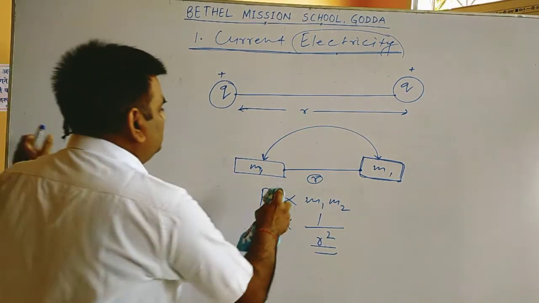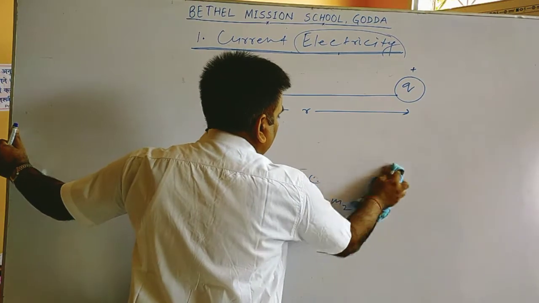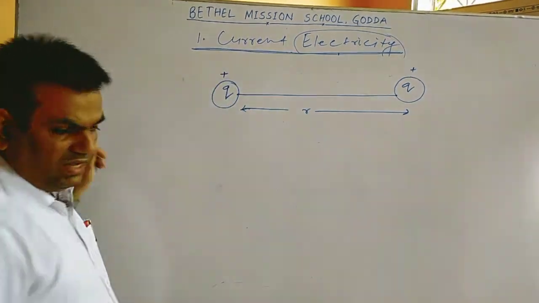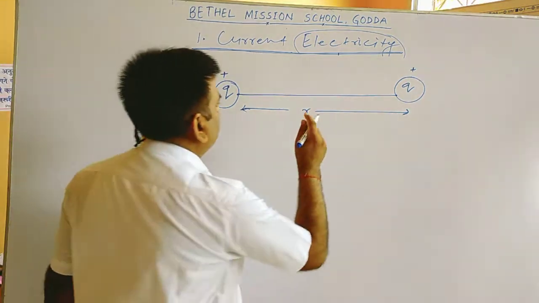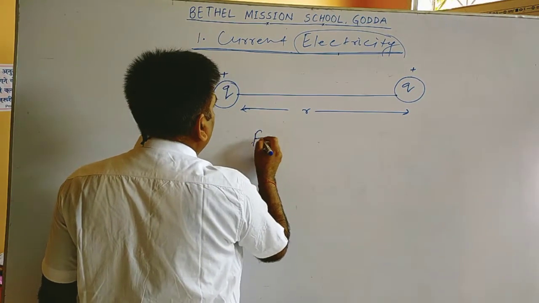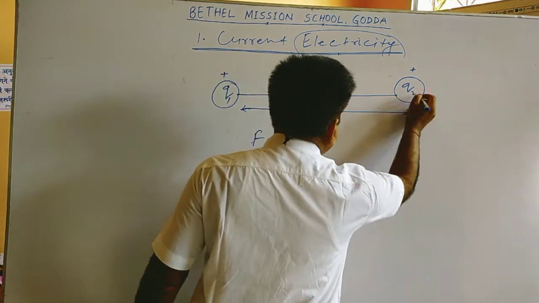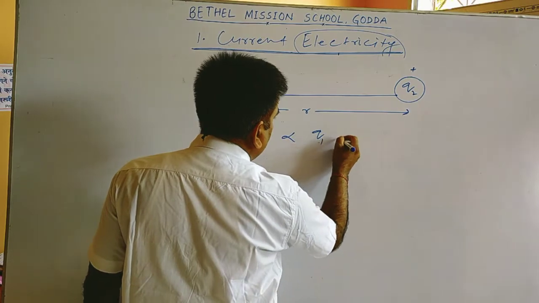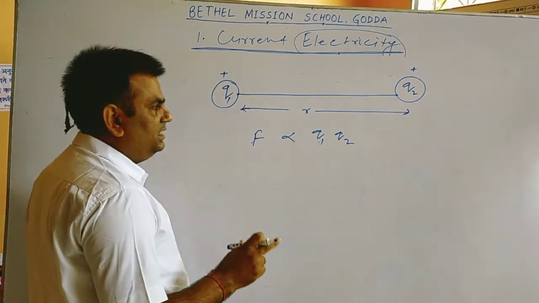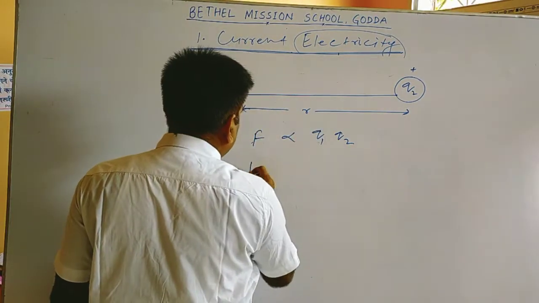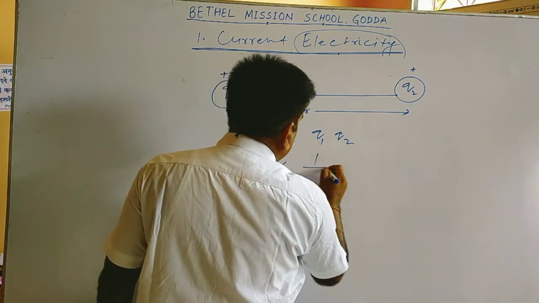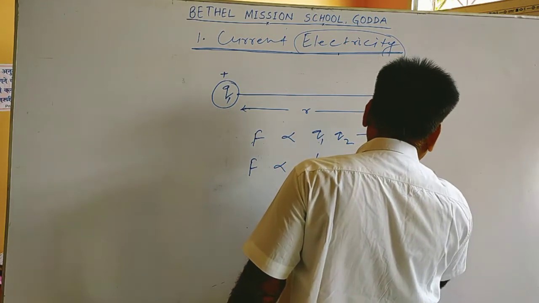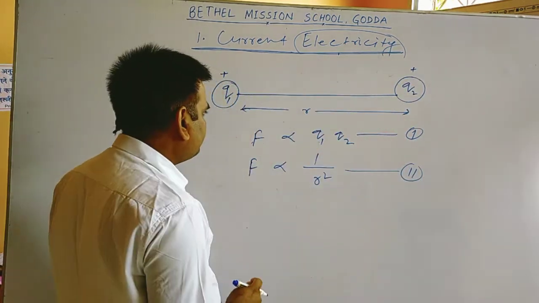So the charges exert a force on each other, and this force is directly proportional, suppose we have Q1 and Q2 charges, to the product of the charges, and it is inversely proportional to the square of the distance between these two charges. This is equation 1 and 2.